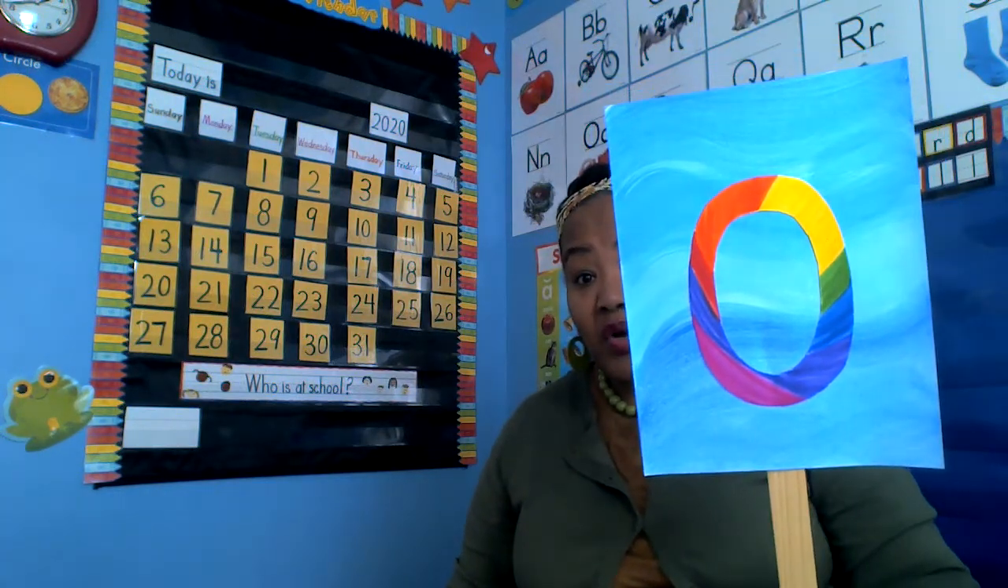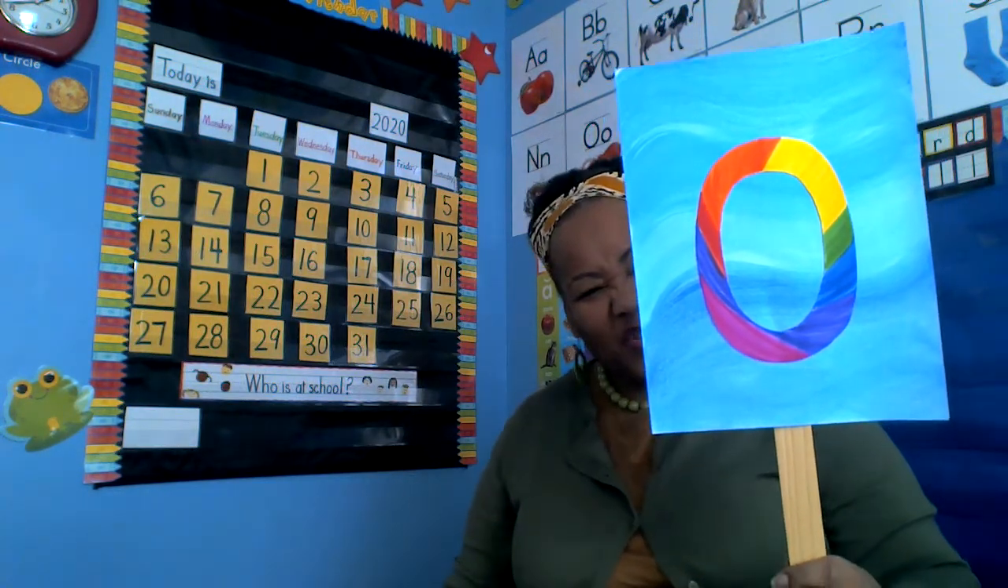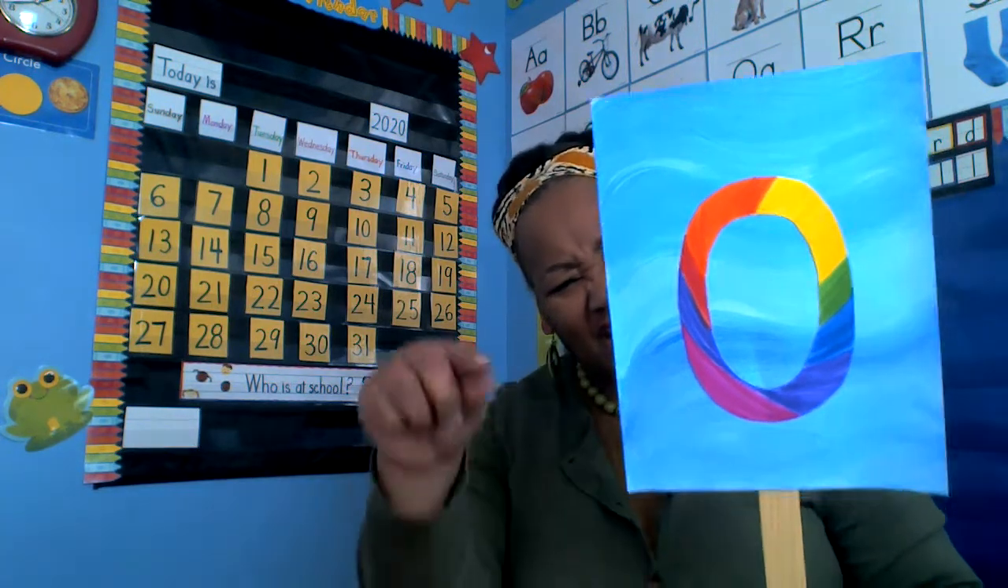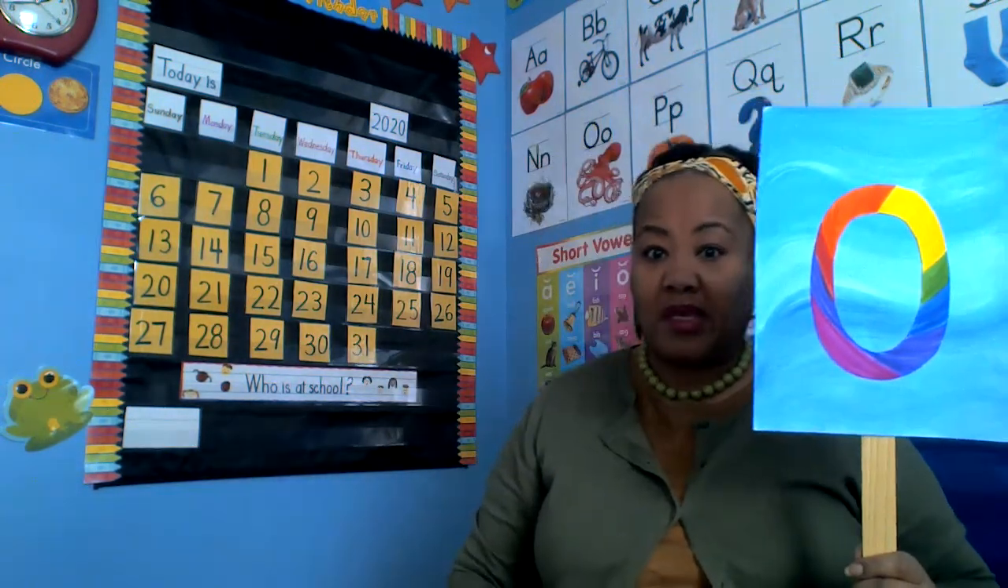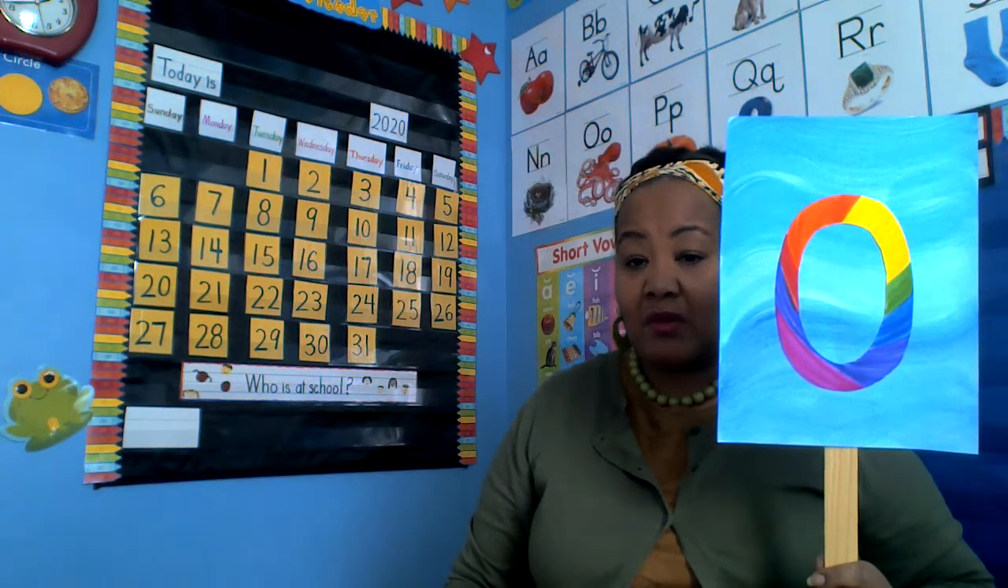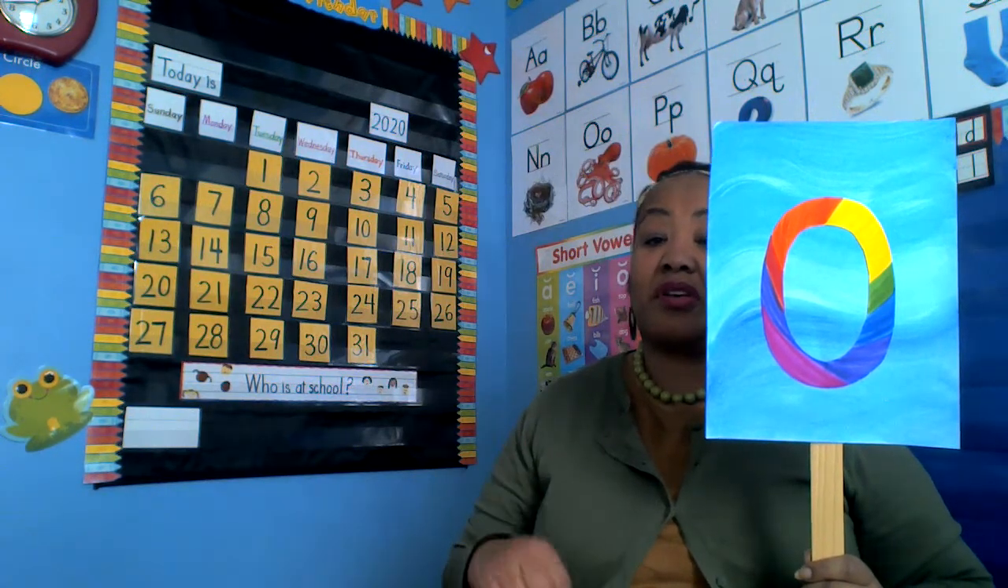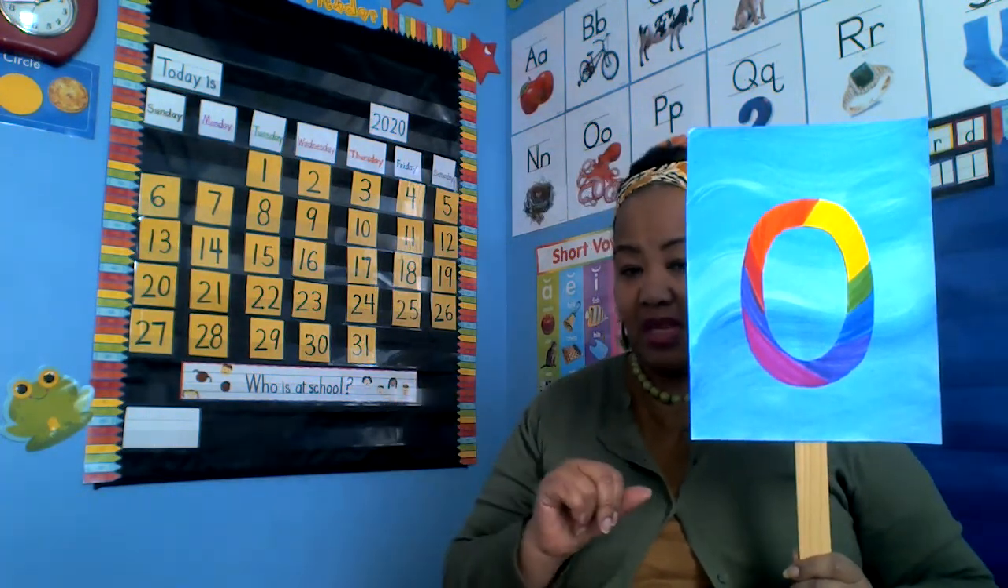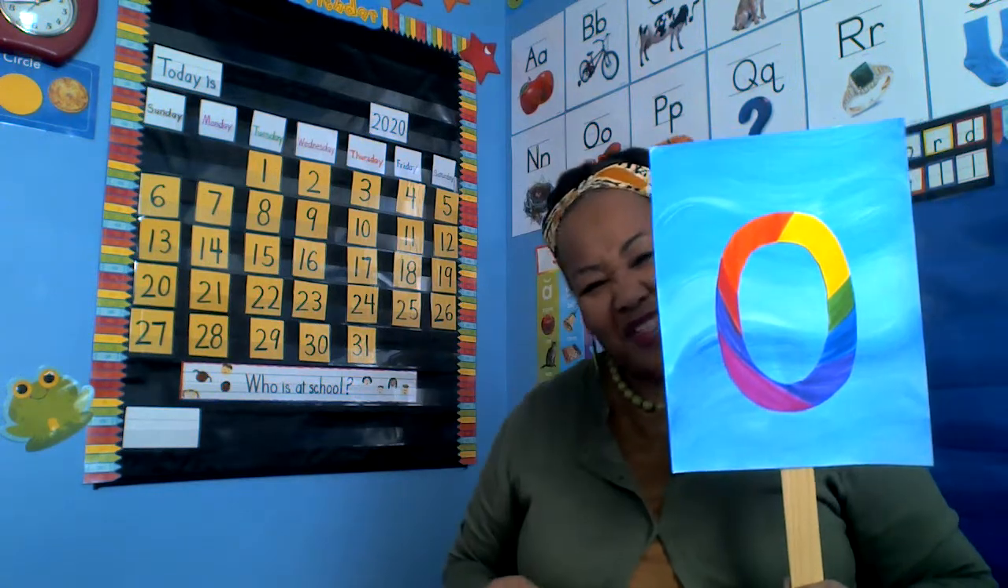And the zero, you could say it's kind of a hero, because guess what? This zero helps us make other numbers. Yes, it does. And you know what else it does? It shows us when there are none. Oop, there's nothing there. Just put a zero there.